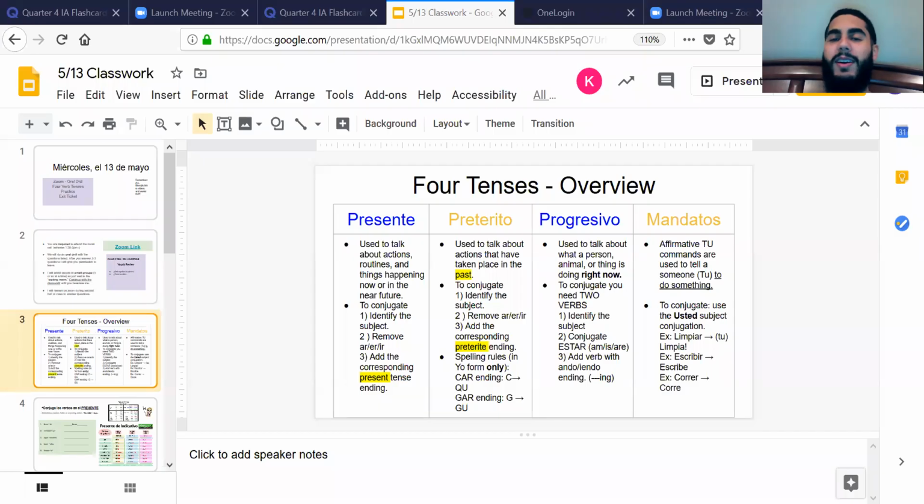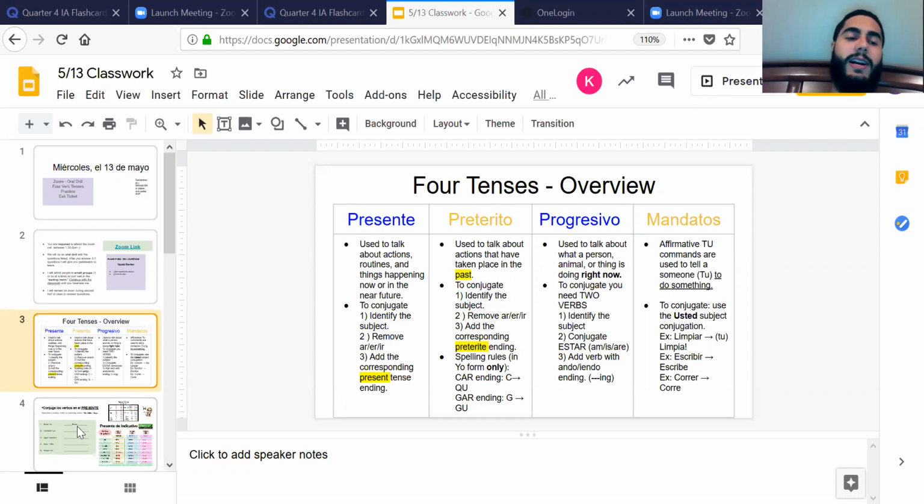Vamos a seguir repasando los verbos y sus conjugaciones, okay? Let me share my screen. Muy bien. 4 tenses overview. So today's classwork is going to have to do with these 4 tenses, all right?